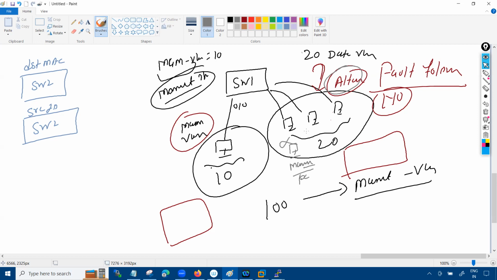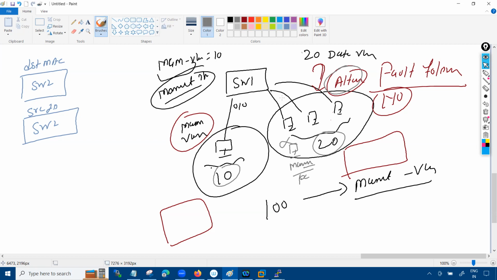If you have two different VLANs, VLAN number 20 and VLAN number 10, and you want to communicate from this one to this one, you need to do the routing over there. You need to do inter-VLAN routing. That's, again, a separate concept. But yes, that's the concept of a management VLAN.